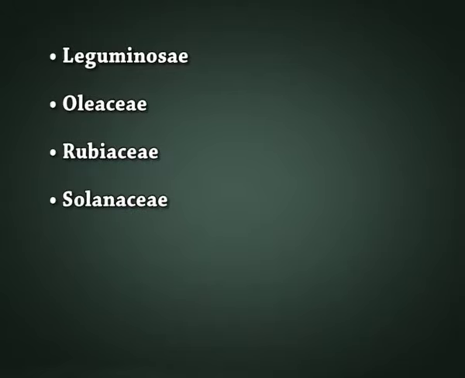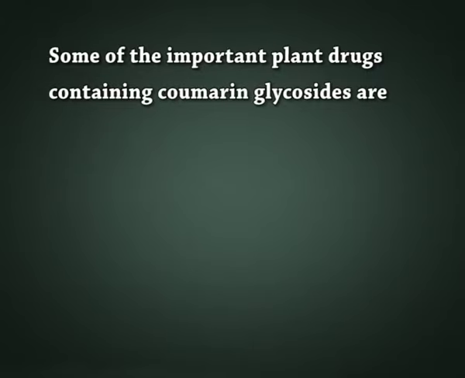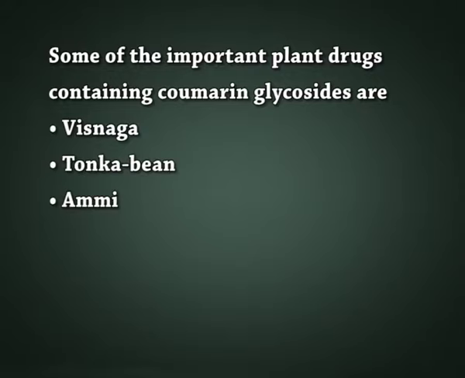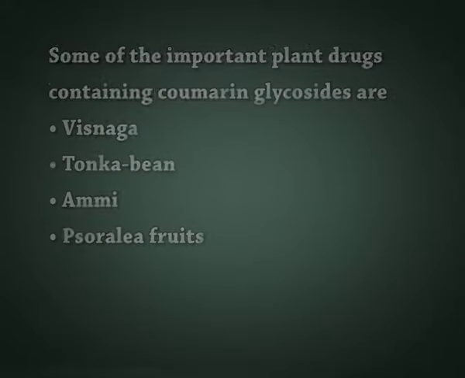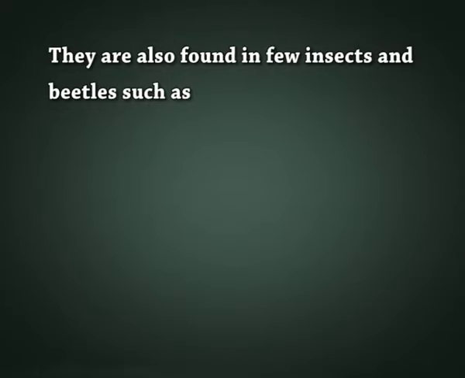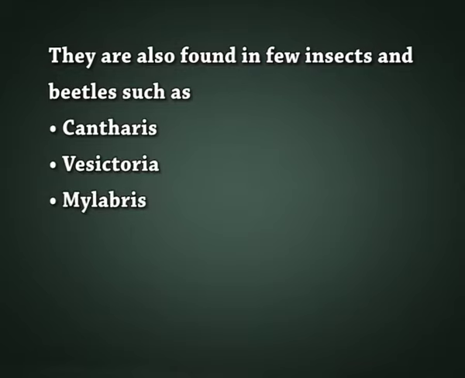Coumarin glycosides are reported in more than 150 species, which belong to 30 different families, mainly found in a few families such as Leguminosae, Oleaceae, Rubiaceae, Solanaceae, to name a few. Some of the important plant drugs containing coumarin glycosides are Ammi visnaga, tonka bean, Ammi majus, and Psoralea fruits. They are also found in a few insects and beetles such as Cantharis, Vesicatoria, and Mylabris.